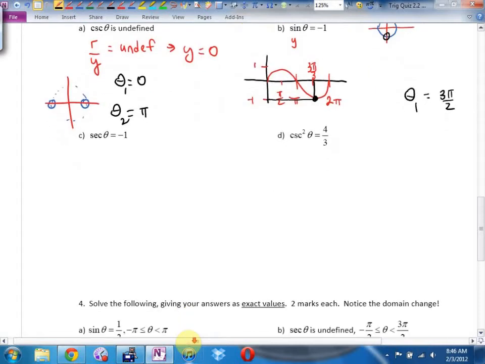Secant is negative 1. That's when r over x, because secant goes with cosine, is negative 1. That means that the radius is equal to my x-coordinate, but negative. If I visualize my unit circle over here, or my circle over here, when is the radius the same as the x-coordinate but negative? I think only right there. Because this distance is x, this distance is also the radius, but this distance is negative x. The only theta that works is pi.